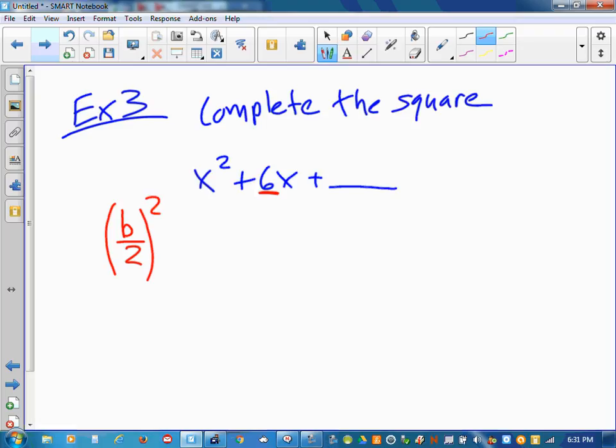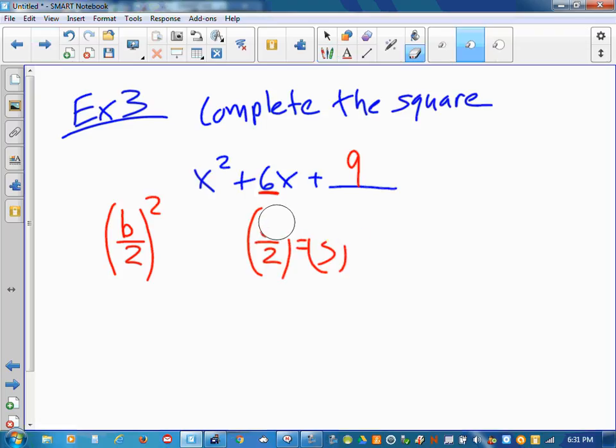So half of 6 is 3, and then 3 squared is 9. So if I put 9 there, I have a perfect square. It really is a perfect square. So how did I do that again? I took 6, I divided it by 2, and then I took that answer and squared it. So 6 divided by 2 is 3. 3 squared is 9. So let's prove the fact that it actually is a perfect square.